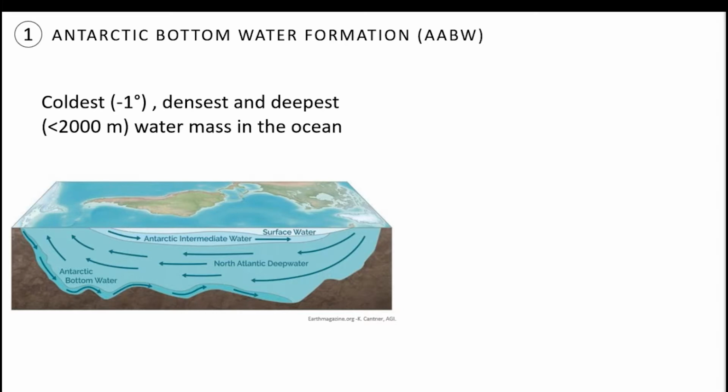Before we jump into the project itself, a bit of background. This work focuses on the Antarctic Bottom Water, which is the coldest, densest, and deepest water mass in the ocean and plays a key role in the global ocean conveyor belt, as you see in this schematic picture, bringing up colder water and nutrients from the deep ocean, seen here.